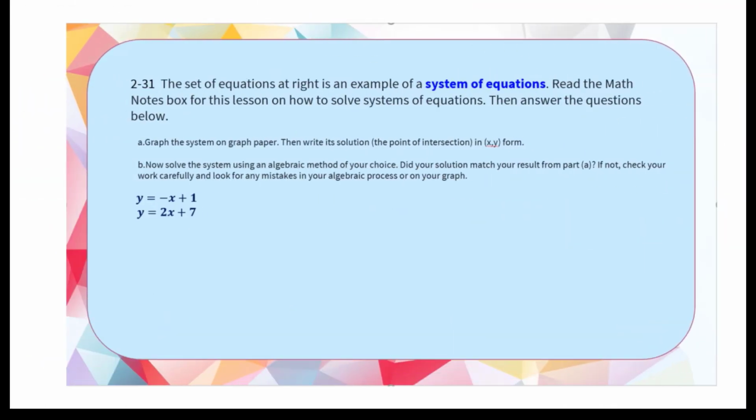And here we go. In this problem, it gives us two equations, a system of equations, and it wants us to solve. Part A says to graph the system on graph paper and then write its solution, the point of intersection, in XY form. We're going to start with a Desmos video to help you with that. Then we'll come back and solve it algebraically.